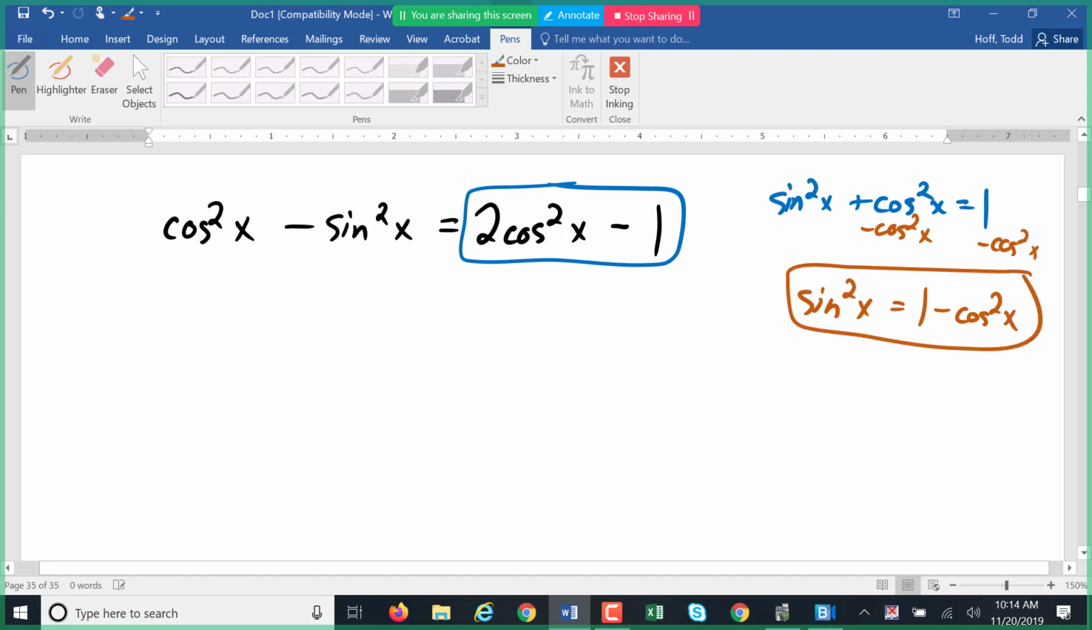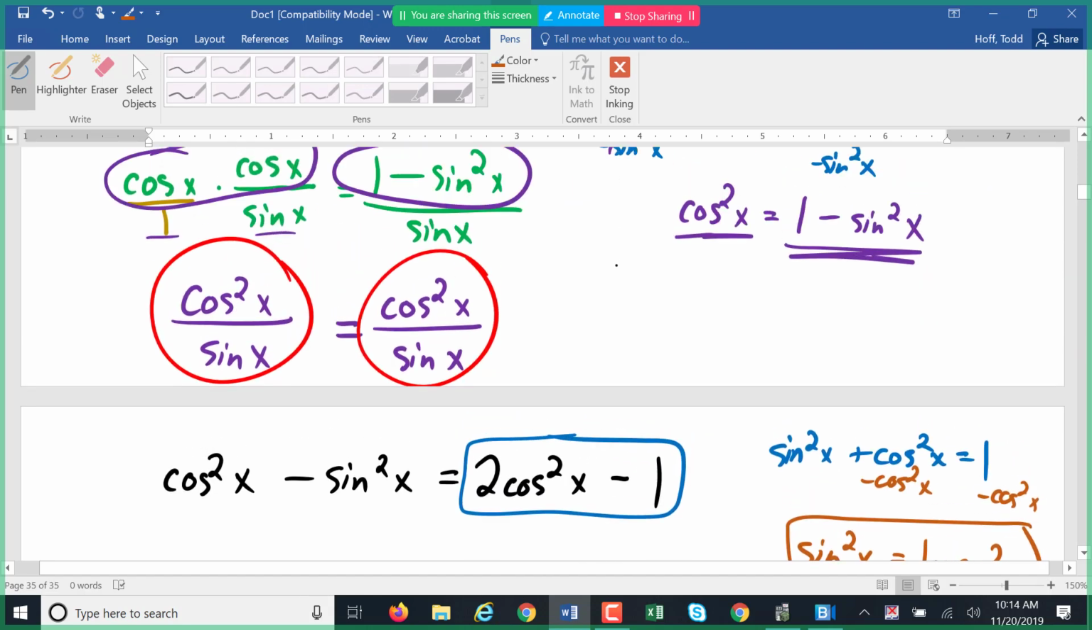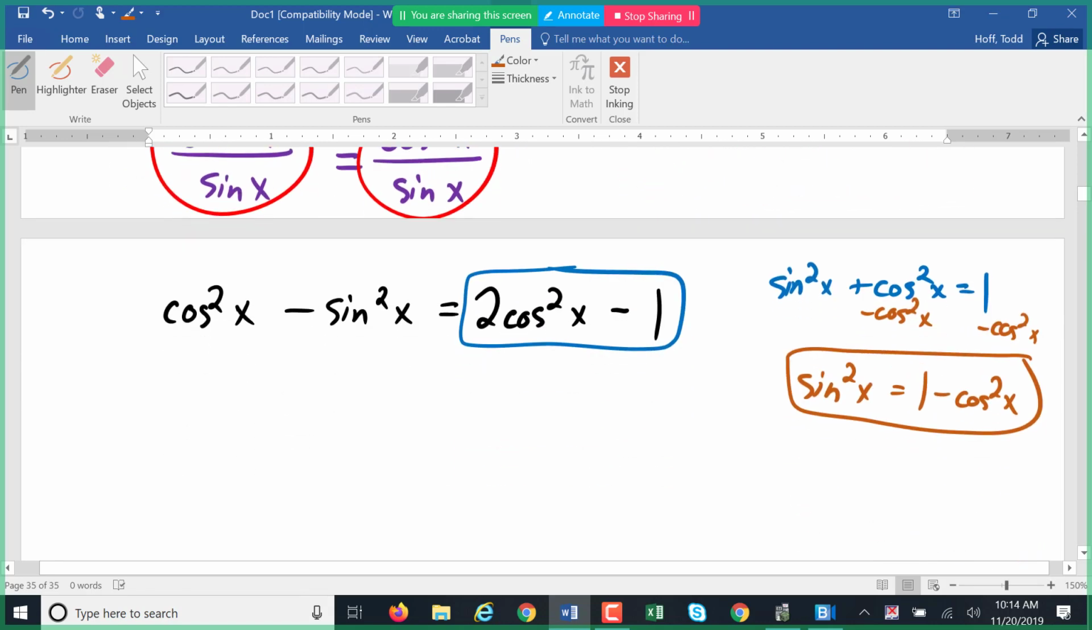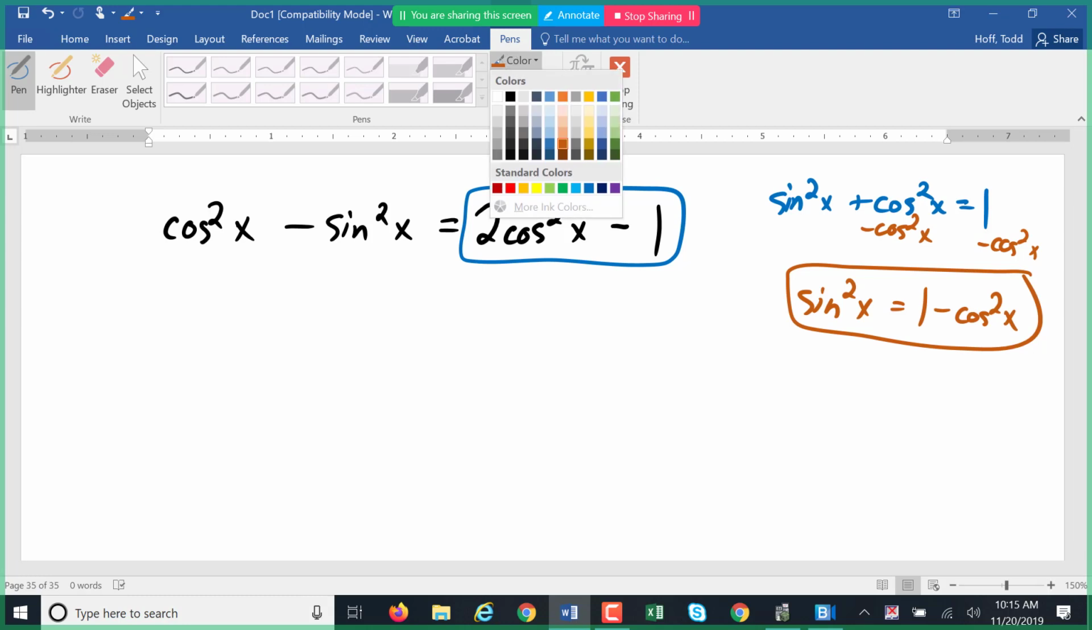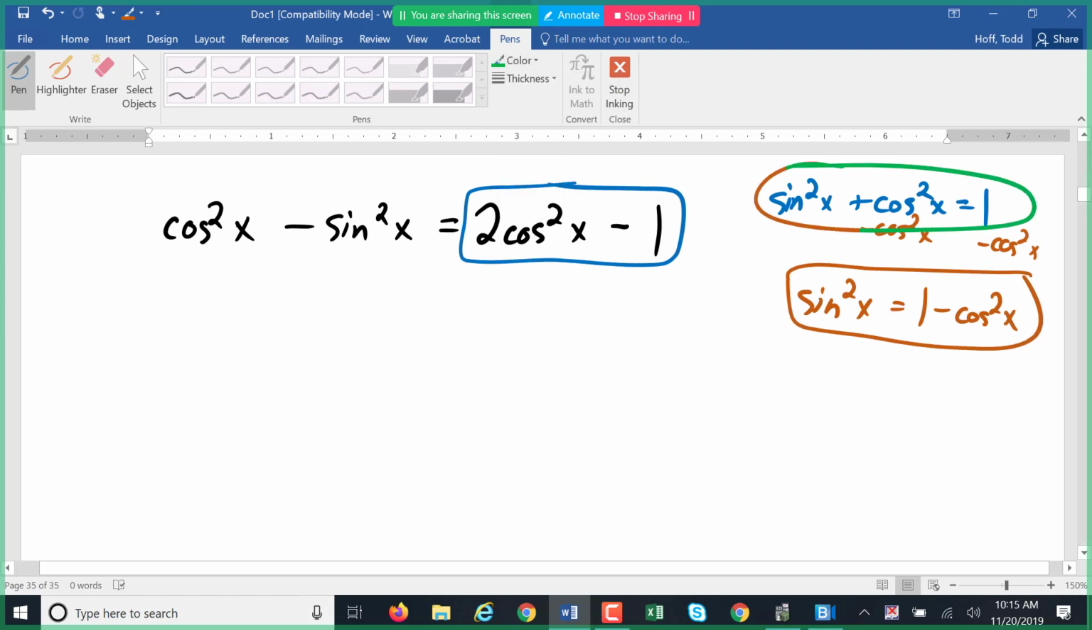Those two, by the way, come up often enough. The one we had up above, cosine squared of x is equal to 1 minus sine squared of x, and then this one, sine squared of x equals 1 minus cosine squared of x. Those come up often enough that they're worth putting down in your notes as something you can refer to. We can't always derive them from that Pythagorean identity, but it's quicker if we don't have to each time. So I'm going to replace this sine squared of x here with 1 minus cosine squared of x.